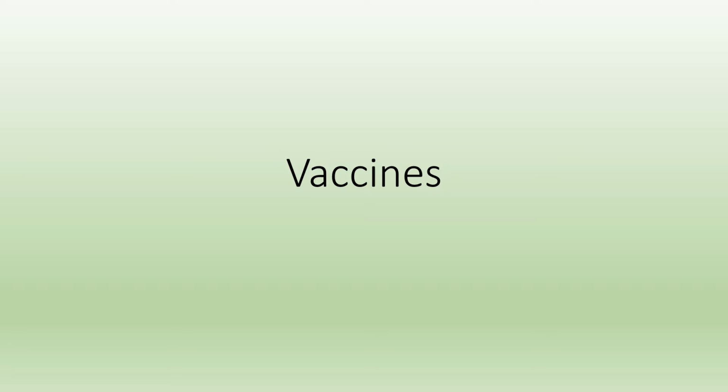In this lecture, we're going to talk about vaccines. Vaccines are a way that we train the immune system to recognize potentially very harmful pathogens. The immune system responds to things called antigens. Antigens are usually proteins, and they're usually on the surface of the pathogen.